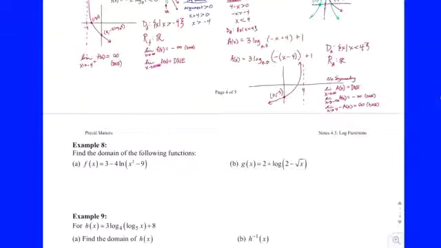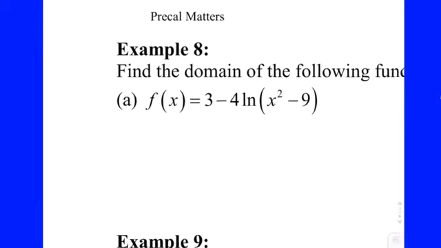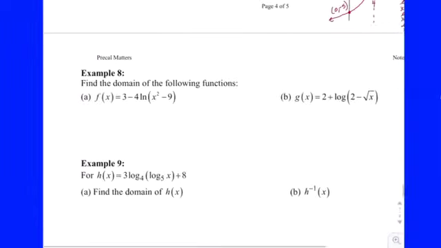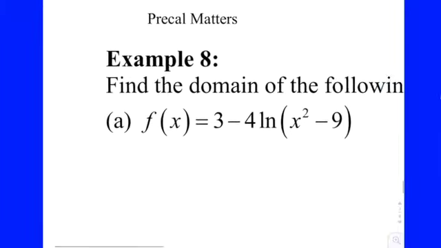Example 8. How much time do we have? We have plenty of time, right? Find the domain of the following functions. Find the domain. That's all we're doing. We're finding the domain. We're not graphing them or anything. Okay? I'm going to do A with you, and then you're going to do B on your own. Or I'm just going to set up A with you. We're just trying to find the domain.